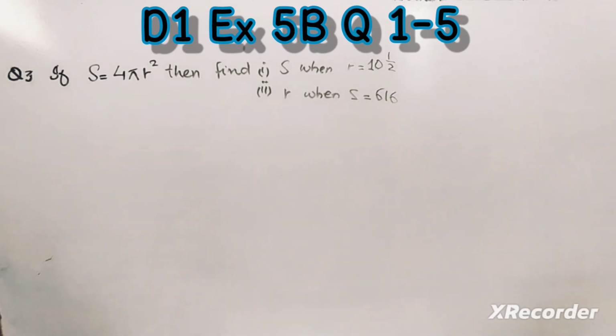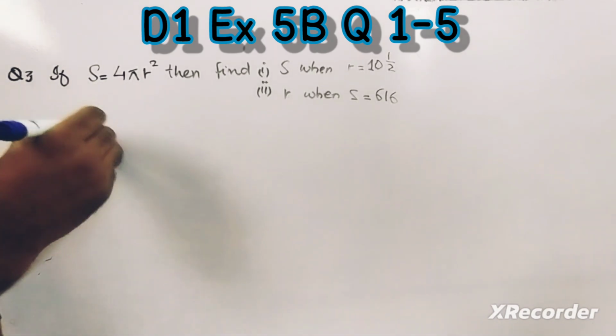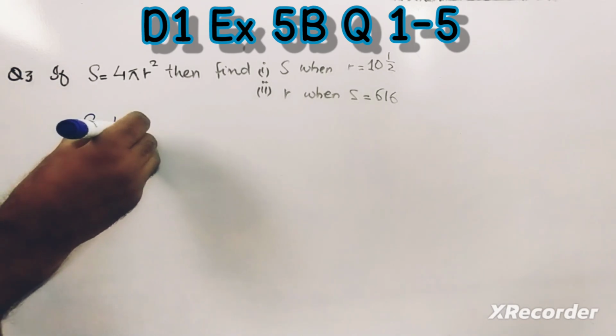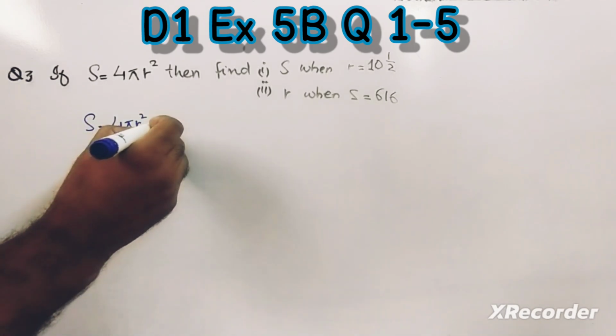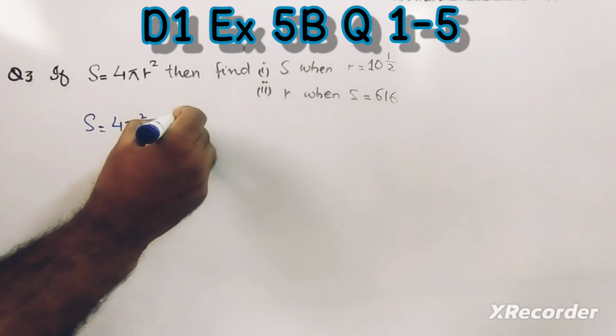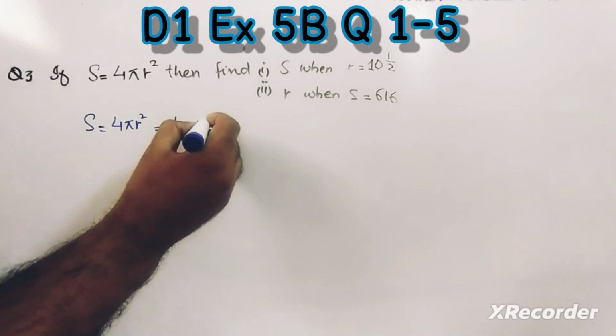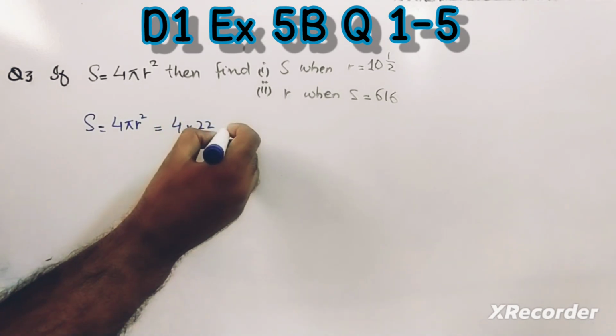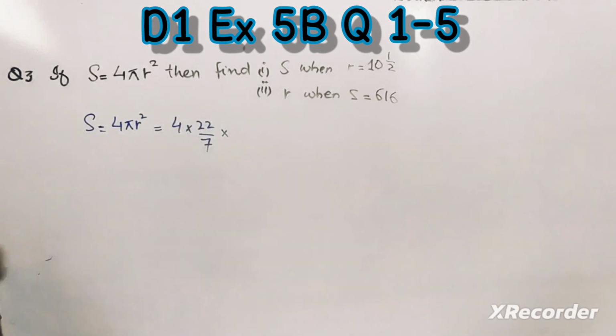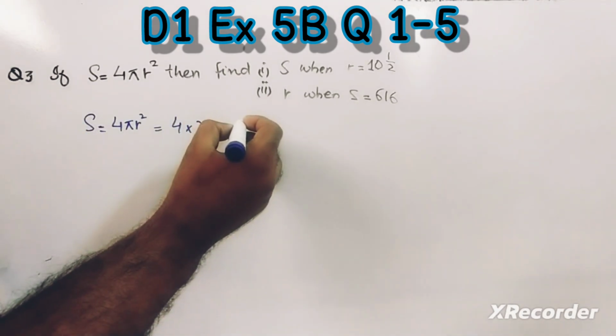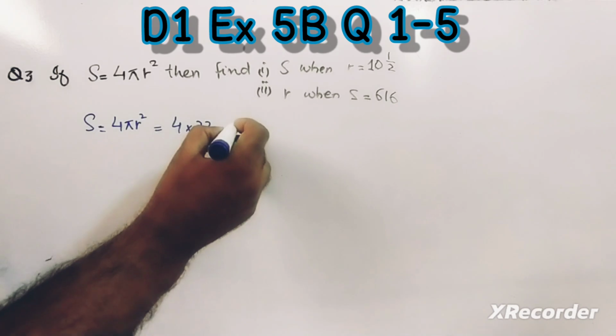Now moving to question 3. If s is equal to 4 pi r square, then find s when r is 10 1 upon 2, and then find r. Let's start with the part 1. Given equation is s is equal to 4 pi r square. By putting the values, we get 4 pi, where pi is 22 upon 7, r square. r is 10 1 upon 2, or we can write as 21 upon 2 square.